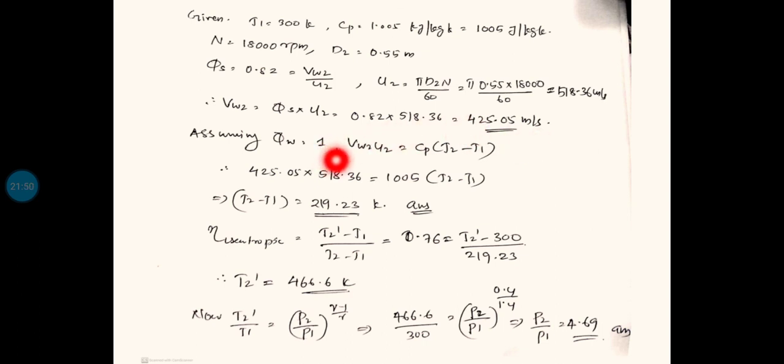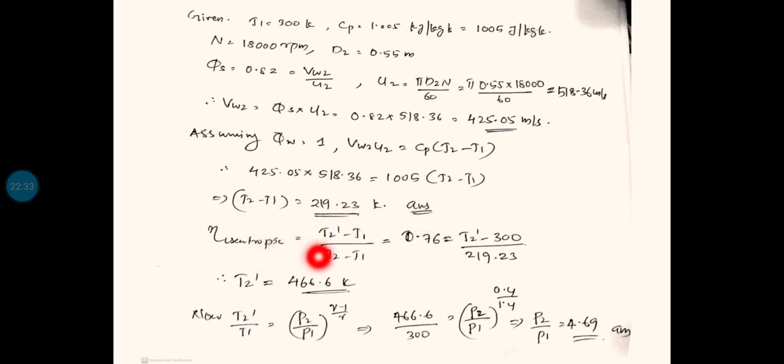Now assuming work factor is equal to 1, and assuming radial flow, there is no velocity component at inlet, so Vw1 equal to 0. So Vw2 equal to Cp into T2 minus T1. Here I am using the equation in terms of the static properties to calculate the actual work required for the compression, that is Cp into T2 minus T1, equal to Vw2 U2. So Vw2 is known, U2 is known. Substituting for Cp equal to 1005, you will get directly T2 minus T1. This is the first one asked, that is difference in temperature. So T2 minus T1 equal to 219.23 Kelvin, that is the first answer.